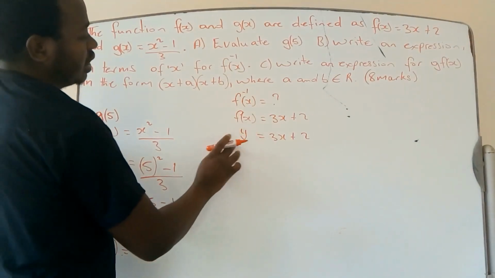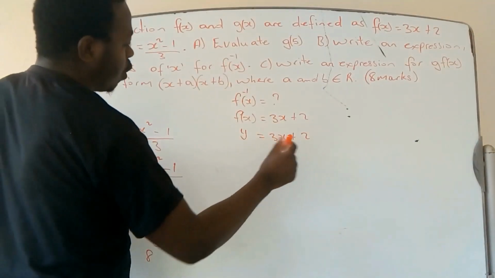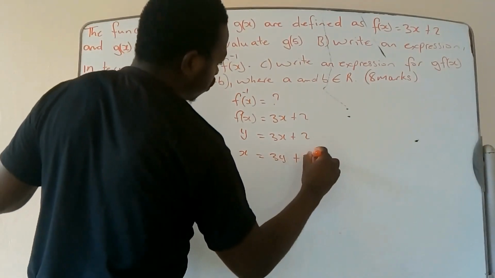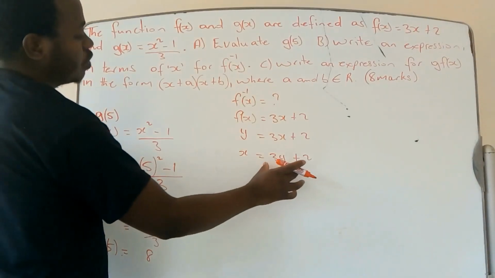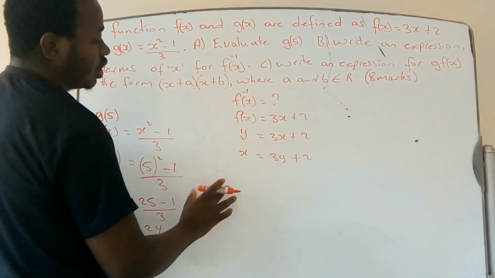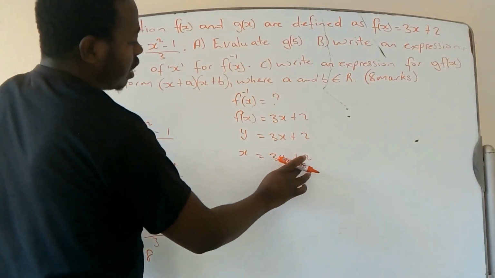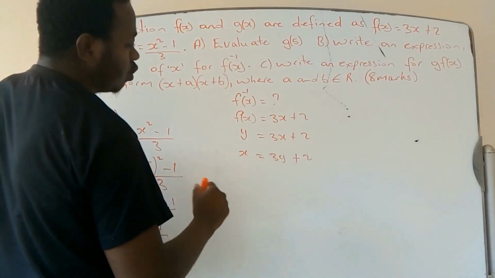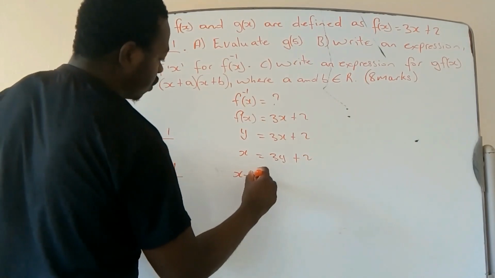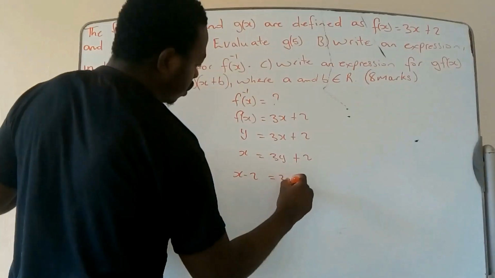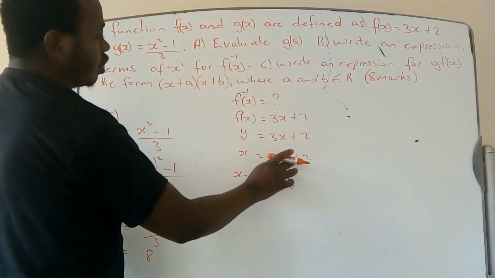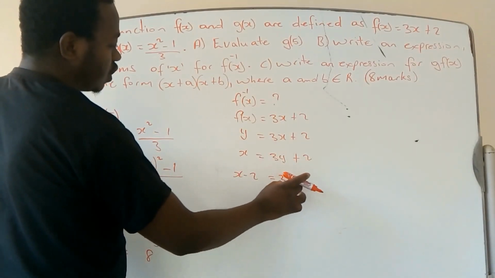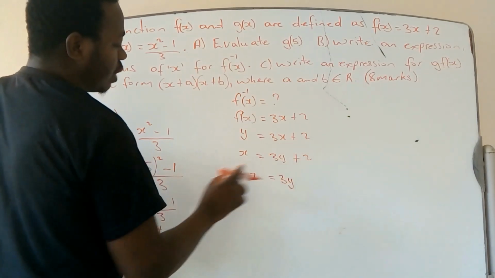At this stage, interchange x and y. So x is equal to 3y plus 2. At this stage, transpose this to make y the subject of the formula. Here we have a plus 2. We want to get rid of this plus 2. Subtract 2 from both sides. So we know that x minus 2 is therefore equal to 3y. If you have positive 2 and you take 2 from it, it leaves you with just 0 there. So this is just 3y.